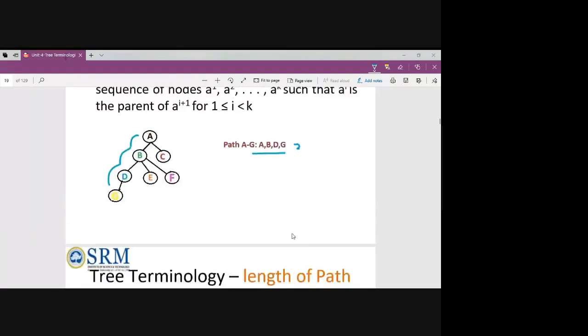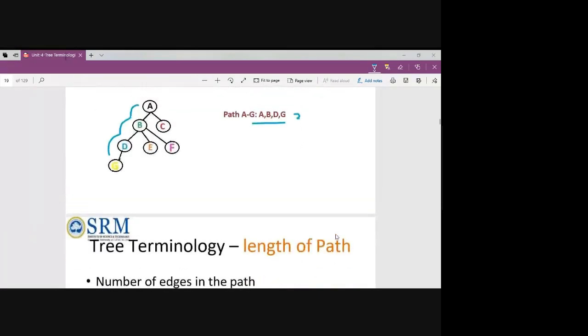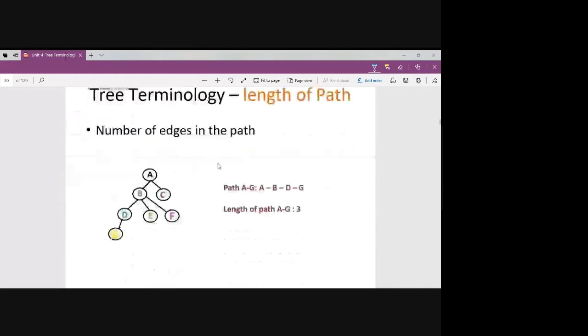But when I ask you what is the length of the particular path, you have to give the count. A to B it is 1, B to D it is 1, D to G it is 1. So 3. So the number of edges will be the path length. So when I ask you the length of the path from A to E, what will you tell? Length of 2, because A to B is 1, B to E is 1, so 1 plus 1, 2. So in this case it is 3.